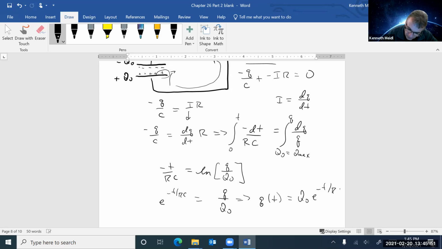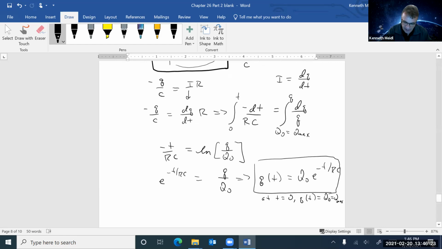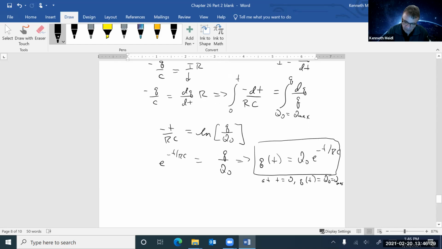It looks like we end up with something like this: the charge on the plates as a function of time is an exponential decay. You start off at time 0 with Q0. So at t equals 0, the charge is Q0, which is the maximum you can get on there. Then it starts decaying after that, getting smaller and smaller and smaller. And so this is for a discharging capacitor.